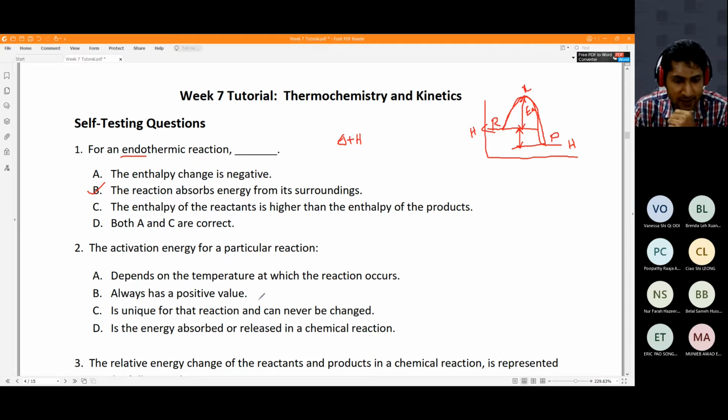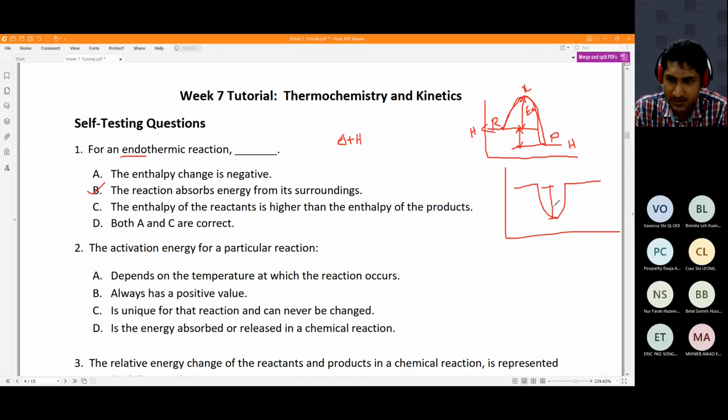It has always positive value. Does it mean that it will always be negative? No. It has always positive value means it cannot go this way, right? If it did, then it would be a negative value.